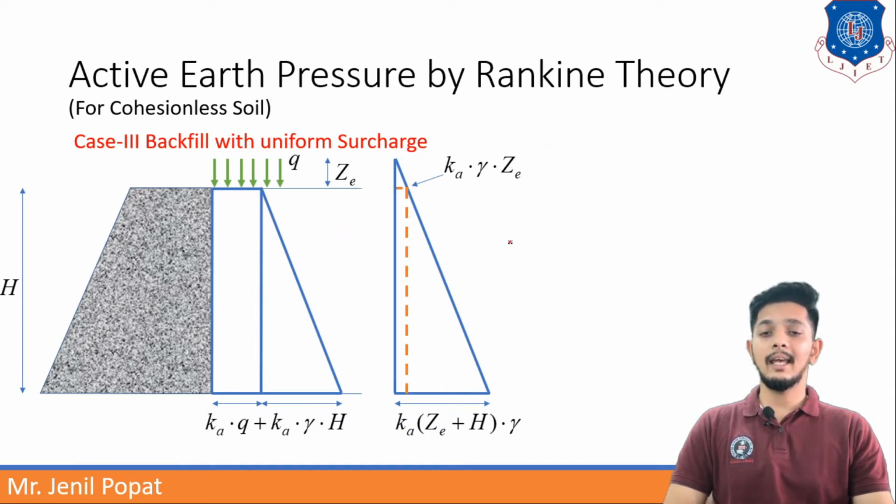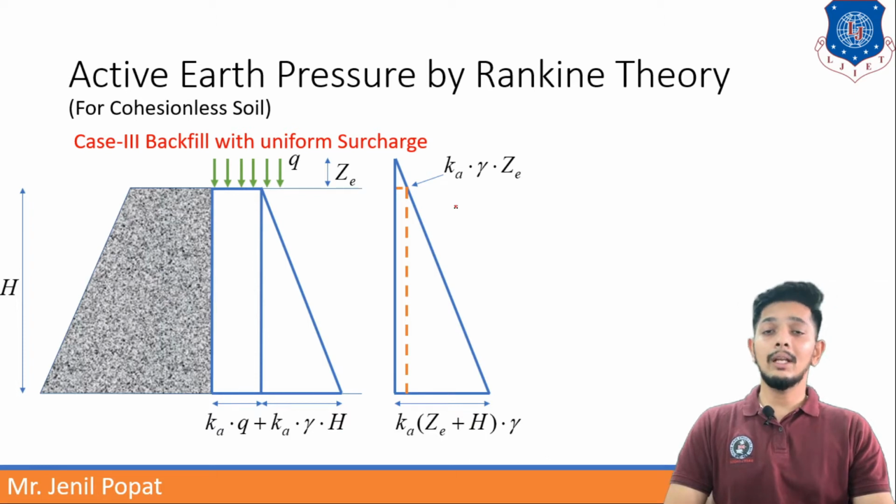In the second diagram, you can see these blue lines showing the pressure diagram. Now K into bracket Ze plus H into gamma. K is due to active earth pressure, gamma is the unit weight of that earth, and Ze plus H: H is the height of the retaining wall and Ze is the height of surcharge soil. So the total will be like this.